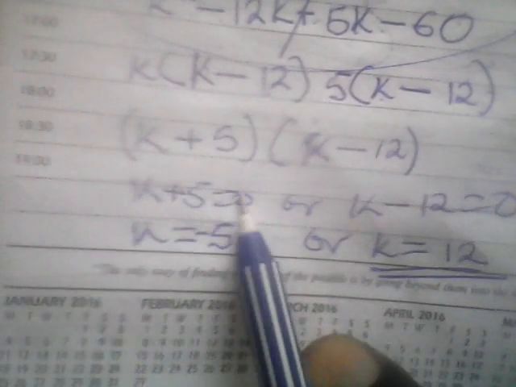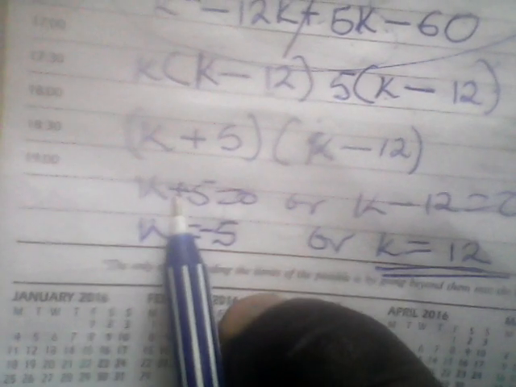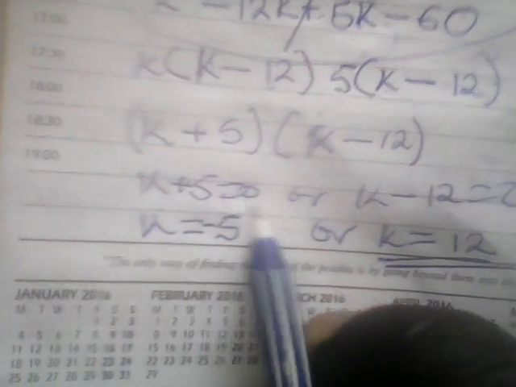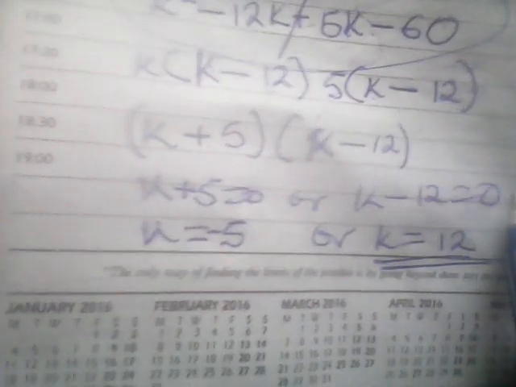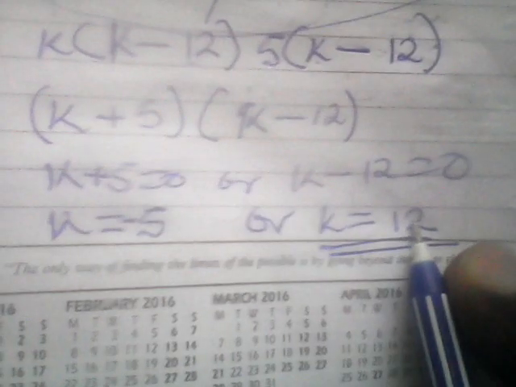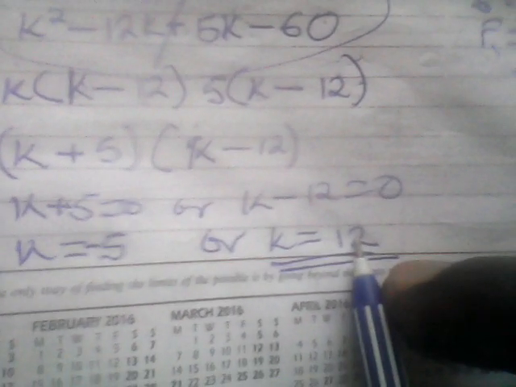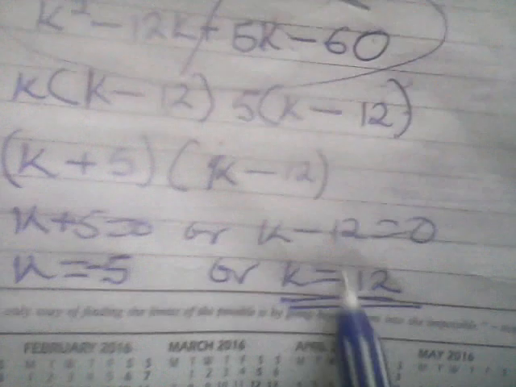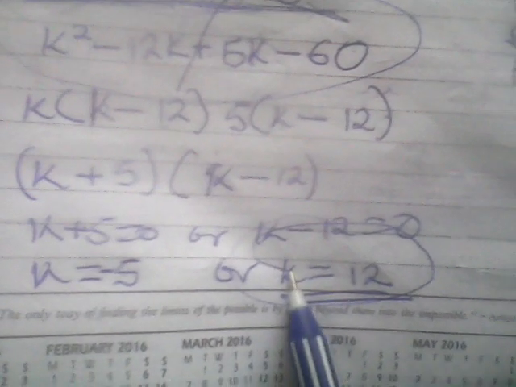When you reach this, you find the value of k, where you're going to have k plus 5 is equal to 0, or k minus 12 is equal to 0. When this 5 crosses the equal sign, it will be k is equal to negative 5, or k is equal to 12. And the question says k is a positive integer. Therefore, k is equal to 12. Okay? We have found the value of k.